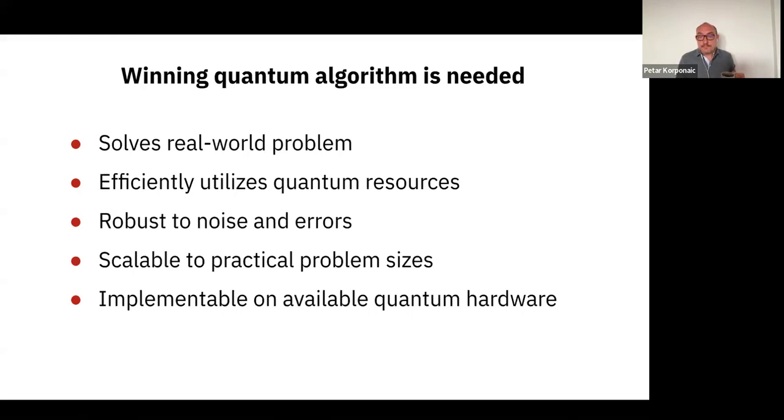And also we need a quantum algorithm which is implementable on current quantum hardware. Not an algorithm which will wait for some future quantum computer, but an algorithm which you can run today on IBM or Google or another quantum computer. So we need winning quantum algorithms, and this space is very unexplored. There is a lot of space for improvement, and this is what we do at Quantastica. We have tools which help with research on quantum algorithms.